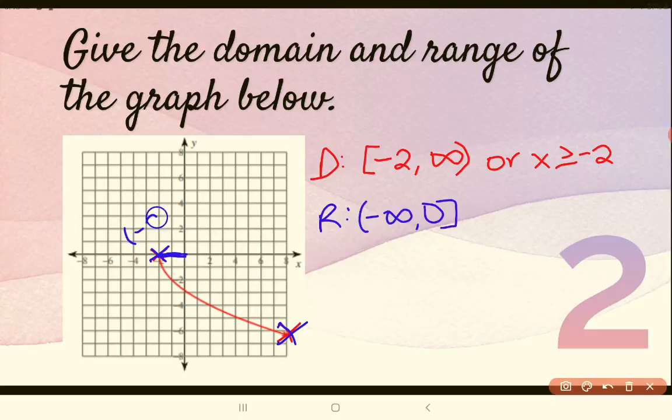Okay? Another way to think about it is this. The coordinates of that point are -2, 0. -2, the x part, goes with my domain. The y part goes with my range. Okay? If I don't like writing it with parentheses and brackets, I can say y is anything less than or equal to 0 this time because it's pointing down, so it's a less than or equal to.